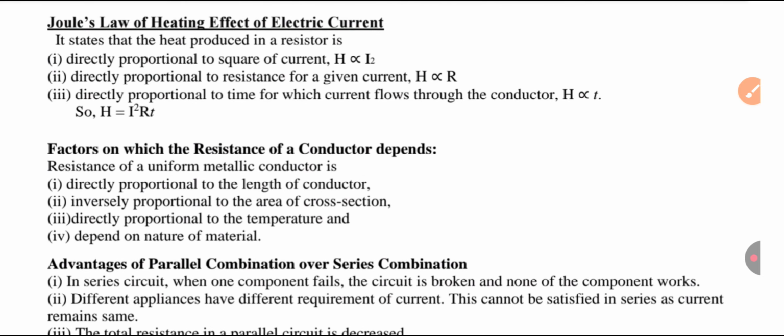Joule's law of heating effect of electric current. It states that heat produced in a resistor is directly proportional to the square of the current, that is H is proportional to I square; directly proportional to resistance for a given current, H is directly proportional to R; and directly proportional to the time for which current flows through the conductor, H directly proportional to T. So H is equal to I square RT.